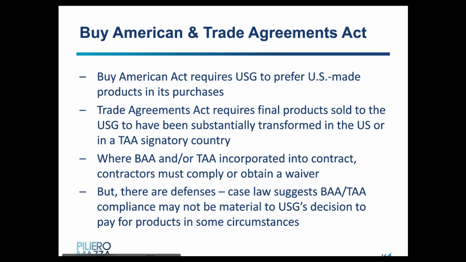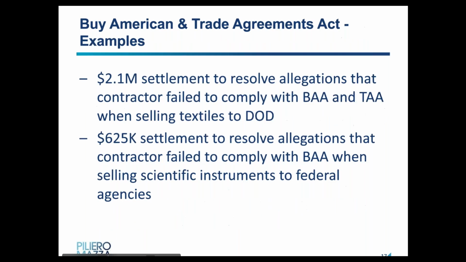There are defenses with BAA and TAA. There could be circumstances where compliance is not necessarily material to the government's decision to pay for the products. Sometimes they just identify a specific product that they want. They know they want that product. They don't care where it comes from. That's the one that they want. They're going to end up getting it regardless of where it comes from. So the fact that that product may not come from a compliant country doesn't change things at the end of the day. Or the government might be willing to work to get a waiver for the contractor.